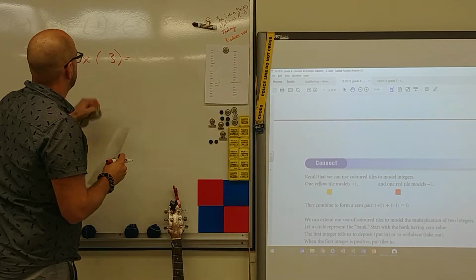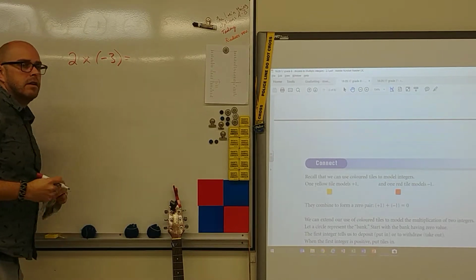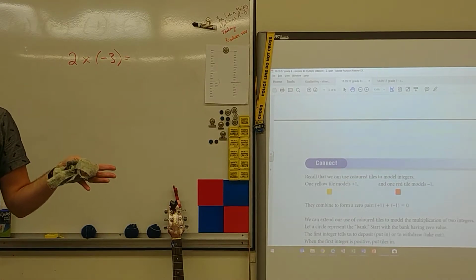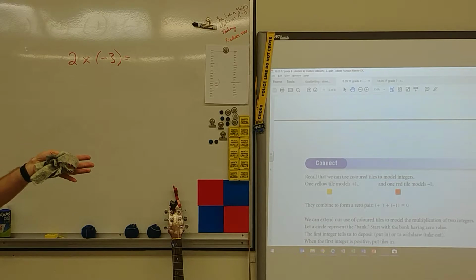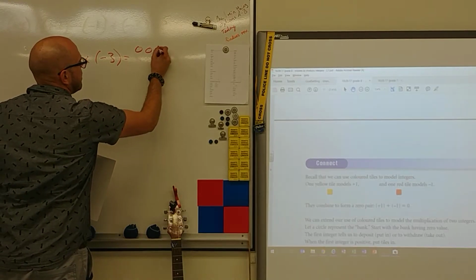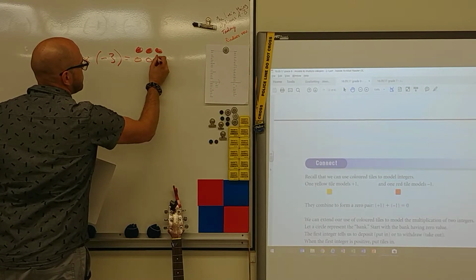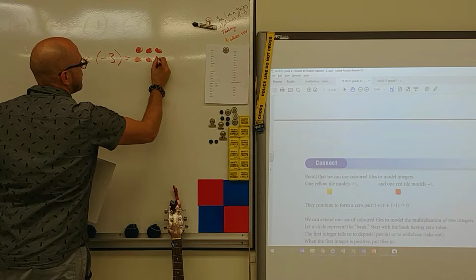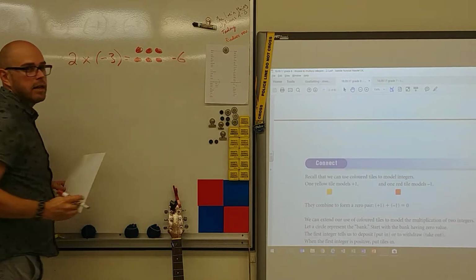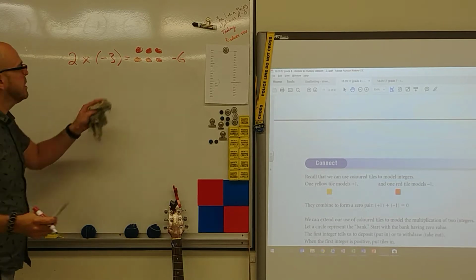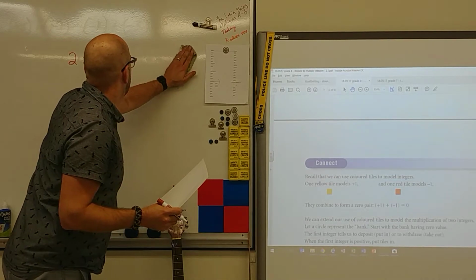Let's change it. How many of you right now think you could draw 2 times -3? Who thinks they could draw 2 times -3? All right, simple enough. -3 times 2. 2 groups of -3. So my answer would be -6, right? Let's make this a little more complicated.